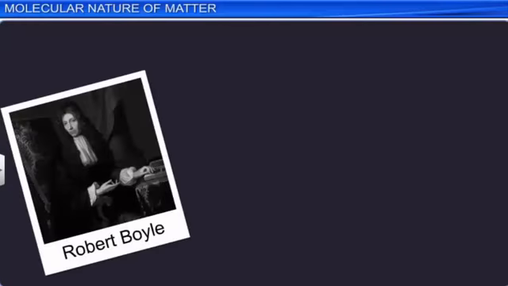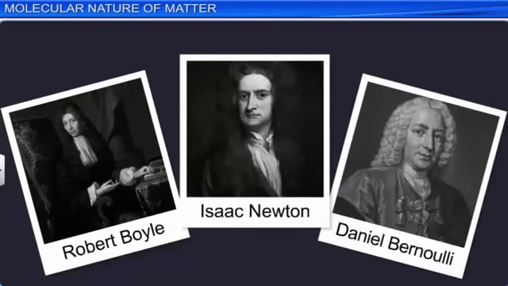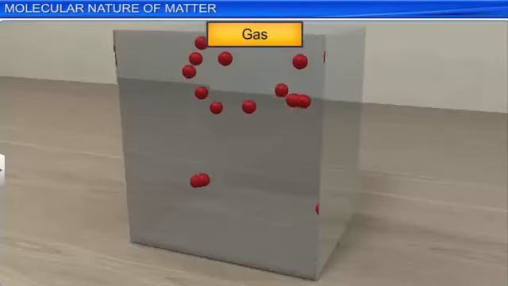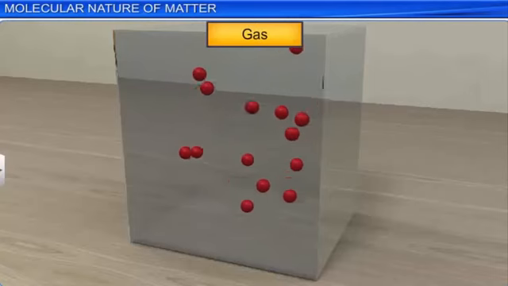Almost 150 years before actual atomic theory was established, Boyle, Newton, Bernoulli and several other scientists tried to explain the behavior of gases. They considered that gases are made up of tiny atomic particles.